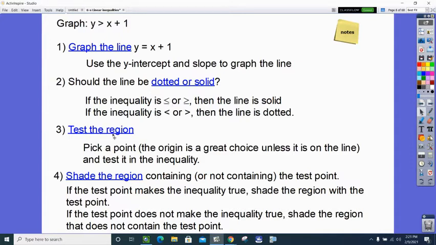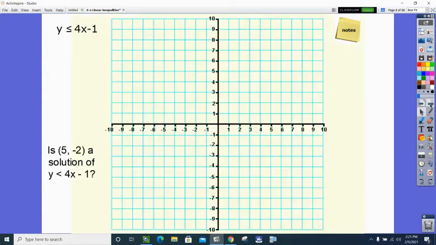The next thing we're going to do is test the regions. So once you've drawn your line or dotted line, you pick a point on one side or the other. And again, the origin, it's just easy math, guys. And you test it in the inequality. And then you shade the region containing or not containing the test point. So if the test point makes the inequality true, shade the region where that point is, otherwise shade the other side. It's not that difficult at all.